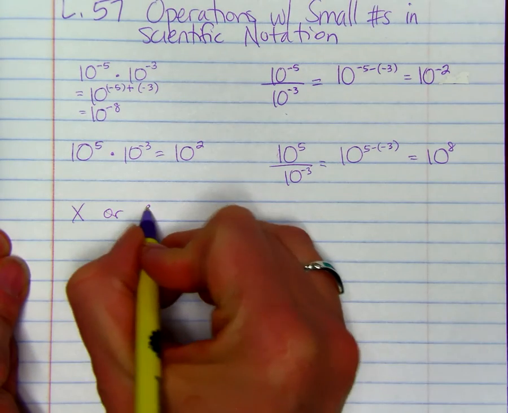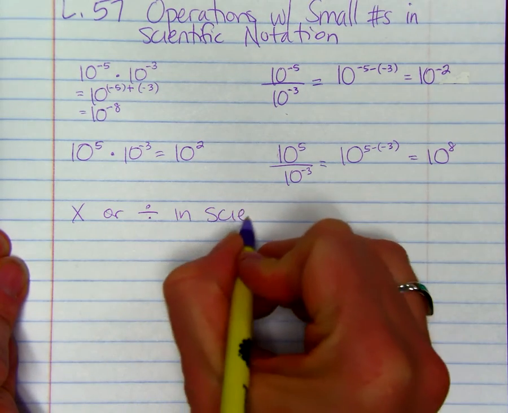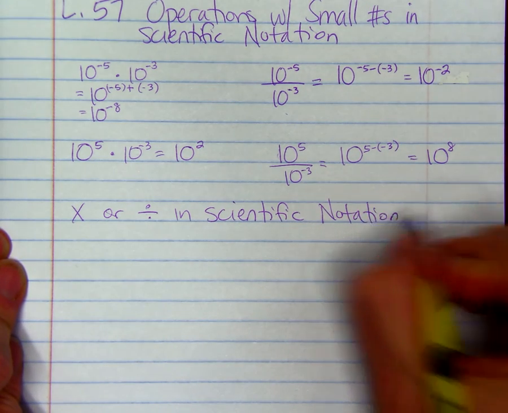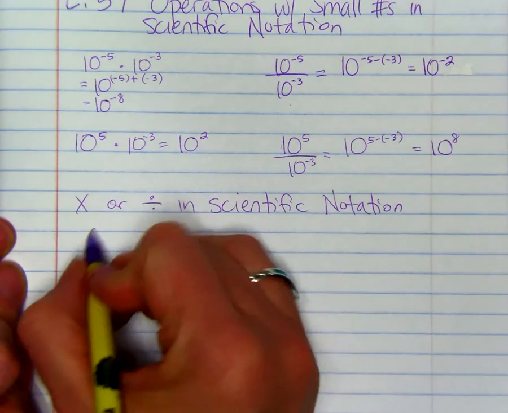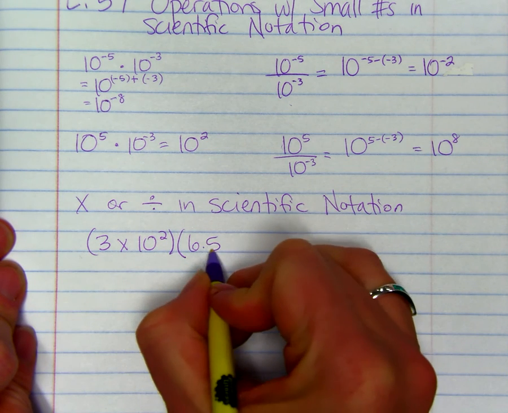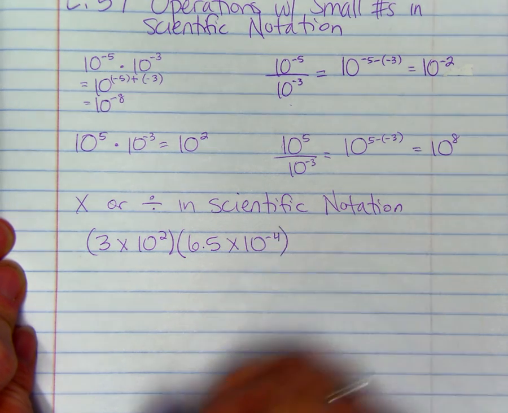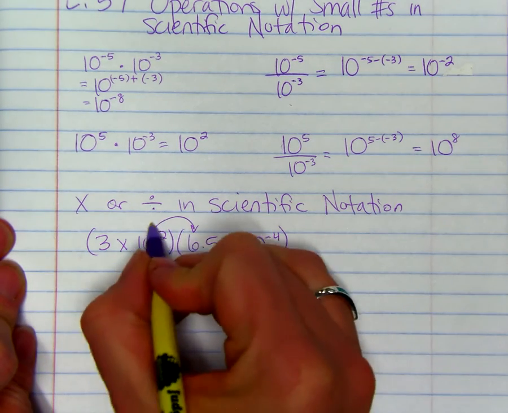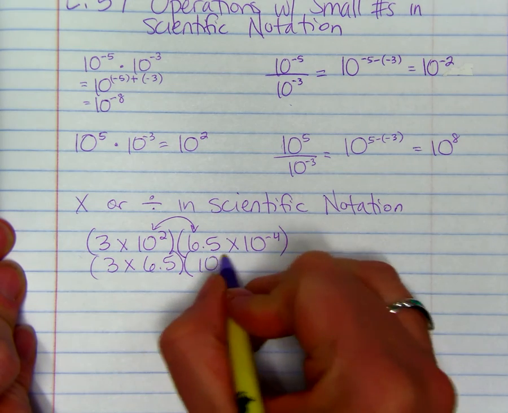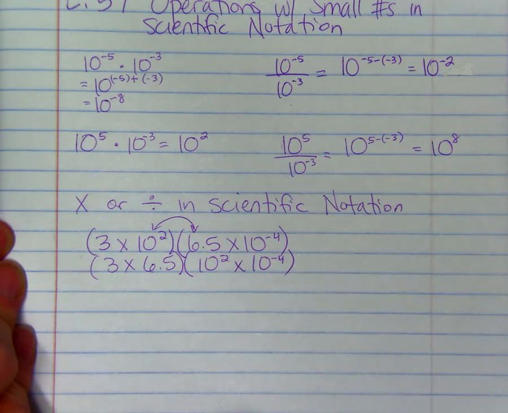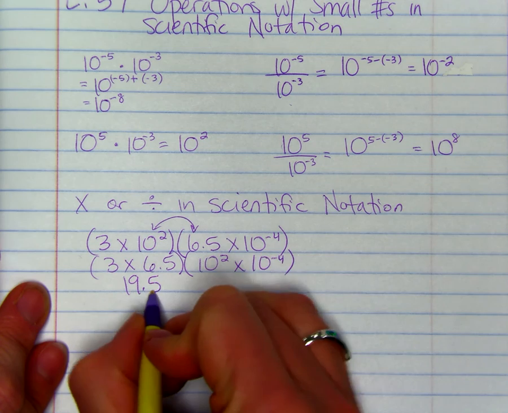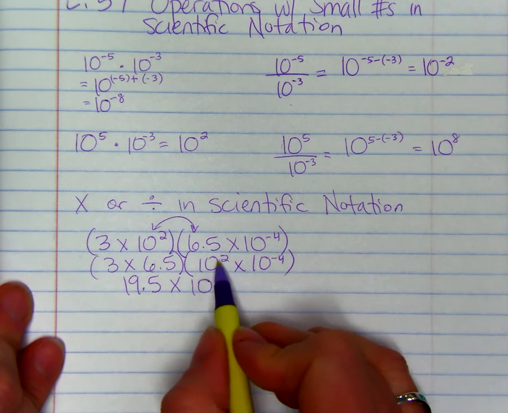When you multiply or divide in scientific notation, it's the same as what we talked about before. Here we have some examples. 3 times 10 squared times 6.5 times 10 to the negative 4th. We switch the two middle numbers. So we have 3 times 6.5, and then we have 10 squared times 10 to the negative 4th.